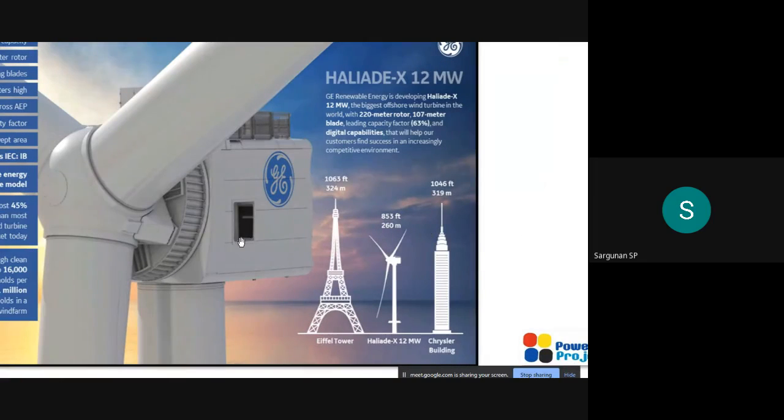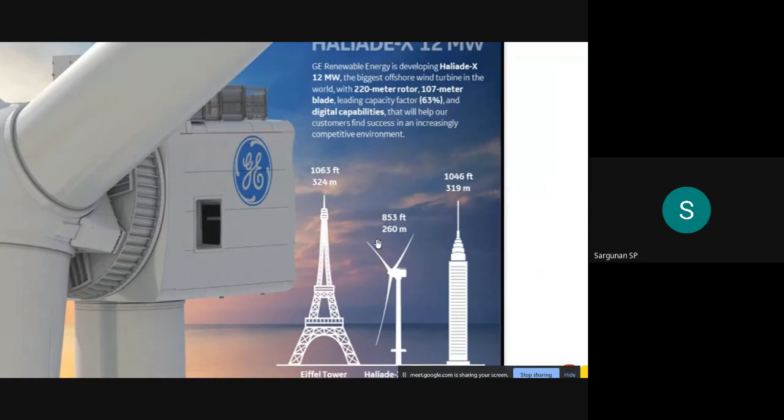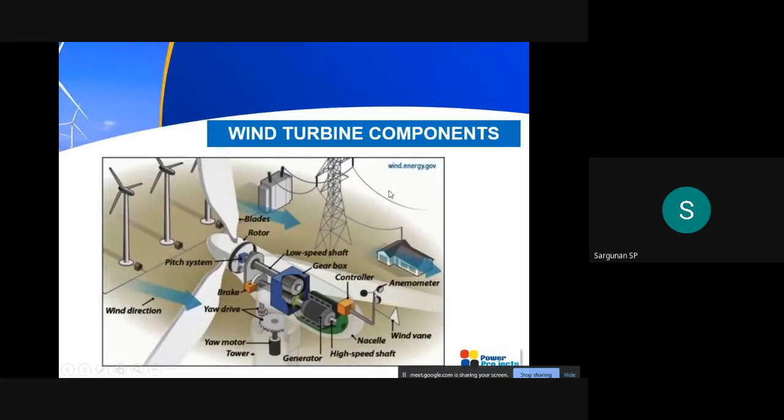Here you can see the Eiffel Tower height is around 324 meter, whereas this wind turbine height is 260 meter. When it comes to wind turbine, here you can see the different parts. These are the blades, where the generator will be behind this hub. This is called a hub, where there will be a generator, and in between that there will be a gearbox in order to match the wind speed to the generator.